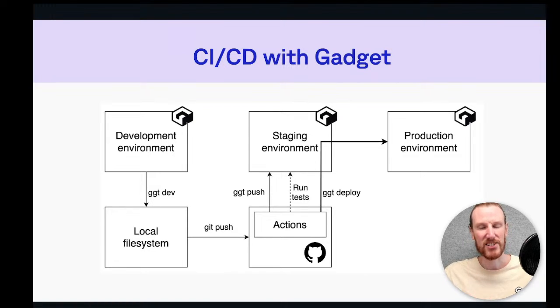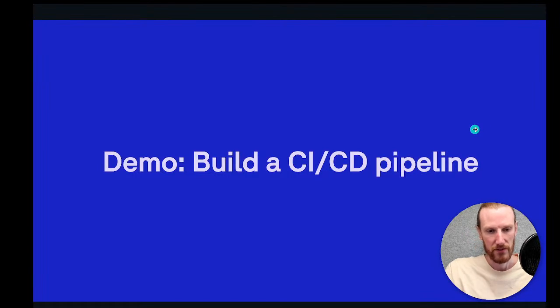Run tests actually has a GGT pull in it. I'll point that out later. I don't explicitly have it here on this diagram. And then GGT deploy will deploy my staging environment to production. So, perfect. Not a lot of slides.